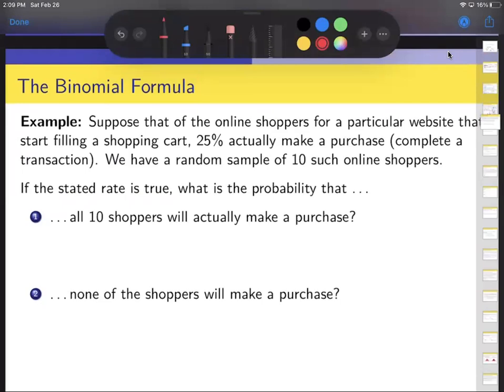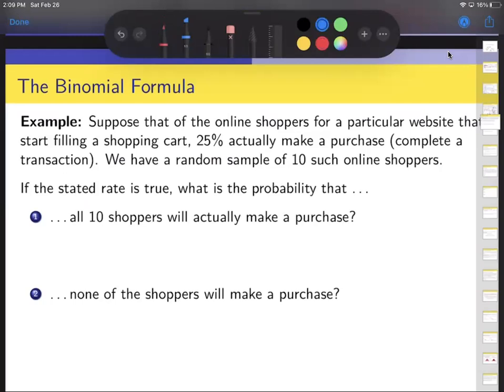So X is your random variable, a person. It's a person that actually makes a purchase, right? And the probability of that person making an online purchase is 25%.